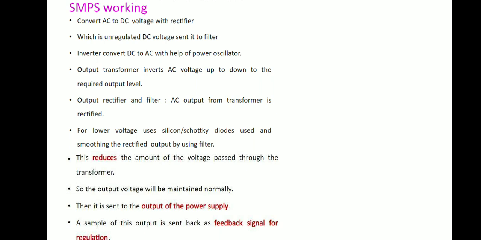For a low voltage, silicon or Schottky diodes are used, and the rectifier's output is smoothed by using filters. This reduces the amount of voltage ripple passed, so the output voltage will be maintained normally. Then it is sent to the output of the power supply. A sample of this power output is sent back as a feedback signal for regulation.